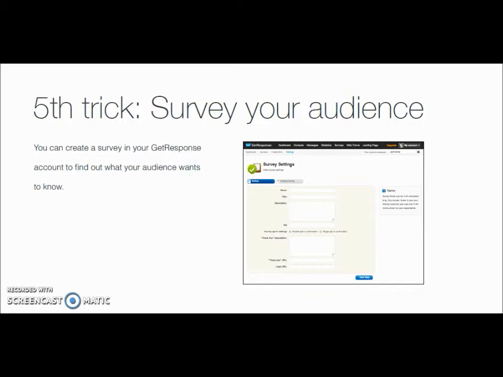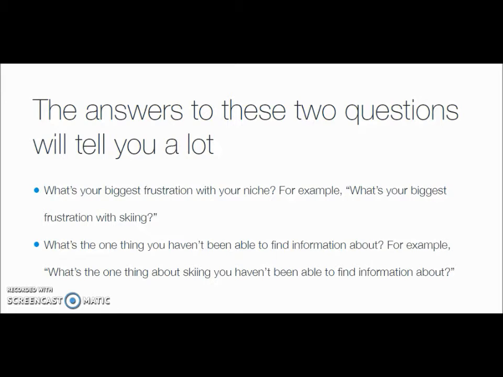Fifth trick, survey your audience. You can create a survey in your GetResponse account or any other web email list provider that you have to find out what your audience wants to know. The answers to these two questions will tell you a lot. What's your biggest frustration with your niche, for example? What's your biggest frustration with skiing? What's the one thing you haven't been able to find information about? For example, what's the one thing about skiing you haven't been able to find information about?